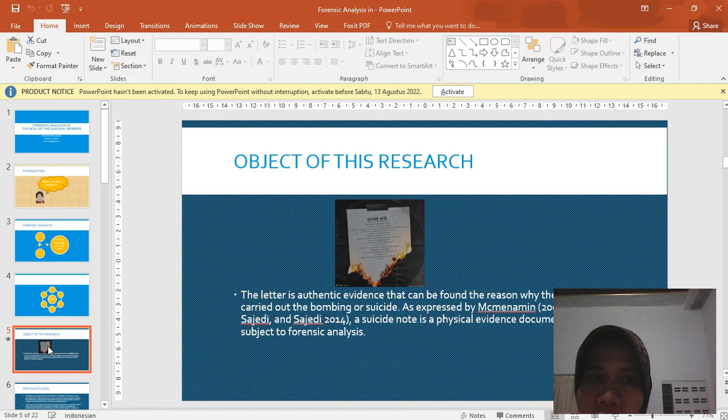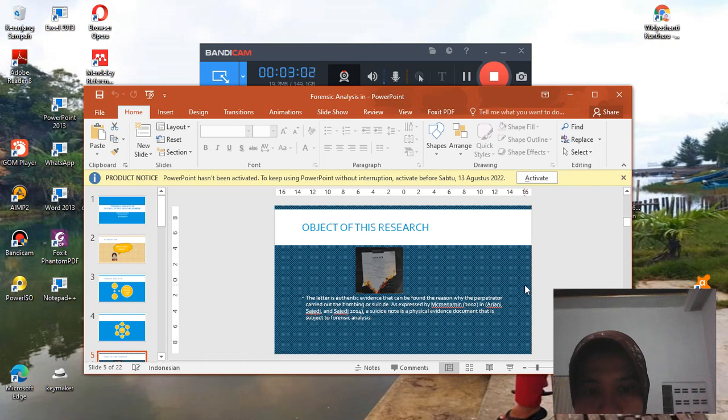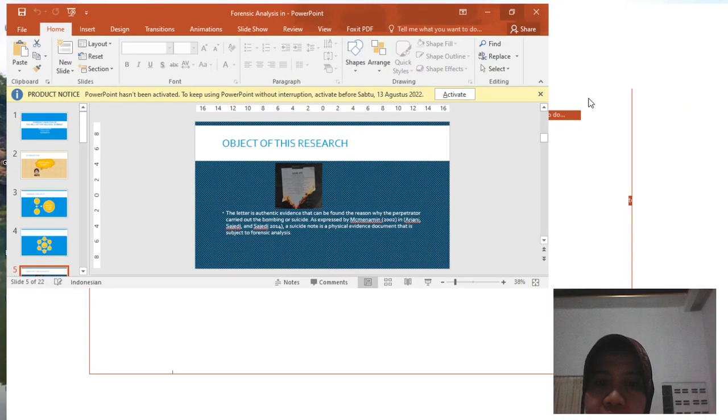And the question is, what is the object of this research? Yes, you can guess it based on my title. Of course, the object of my research is suicide notes. The latter is authentic evidence that can be used to find the reason why the perpetrator carried out the bombing or suicide. As expressed by McNamee 2002 in Aryani Sajedi, a suicide note is a physical evidence document that is subject to forensic linguistics.